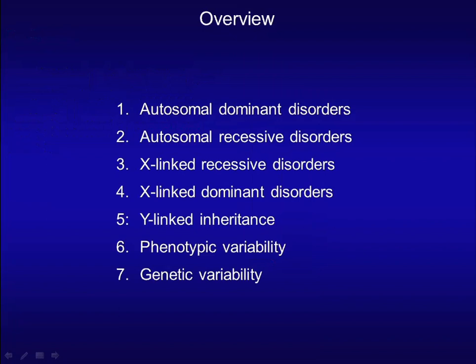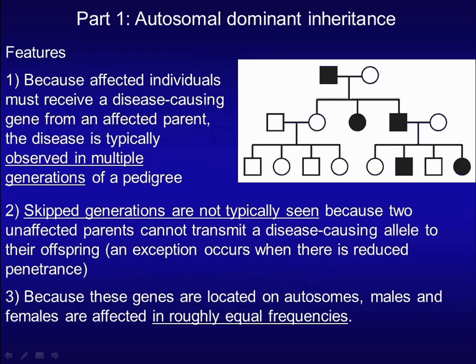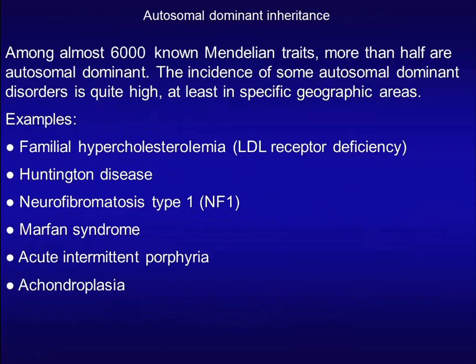Today, we will cover 7 topics. We will first look at autosomal dominant disorders. Here is a pedigree showing the transmission of an autosomal dominant disorder. An autosomal dominant disorder is observed in multiple generations of a pedigree. Skipped generations are typically not seen. Both males and females are affected in roughly equal frequencies. Among 6,000 known Mendelian traits, more than half are autosomal dominant.